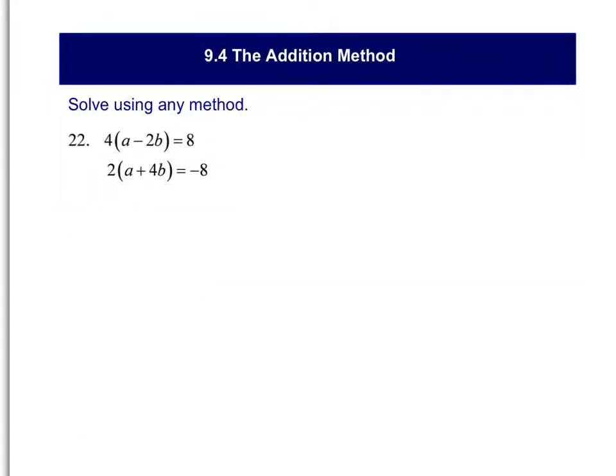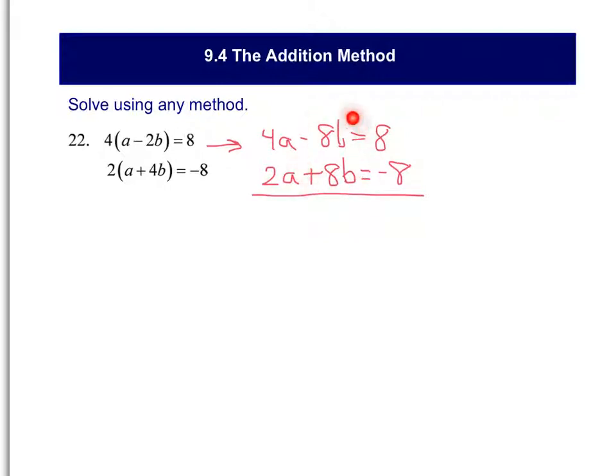Okay, our very last problem. Woohoo! Okay, so I notice in this problem I've got the distributive property, and so I'm going to distribute the quantity to get 4a minus 8b, and that is equal to 8. And then I have 2a plus 8b is equal to negative 8. Remember, it's the addition method, so my goal is to add the variables so that one of them will eliminate. Well, when I look at this, I notice that the b's will eliminate as it is, so I don't have to do any changing around.